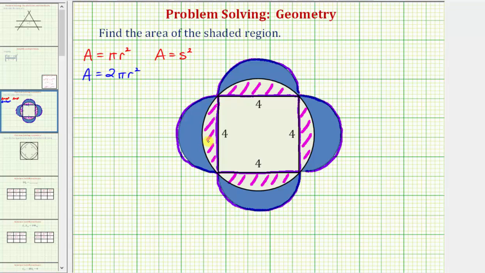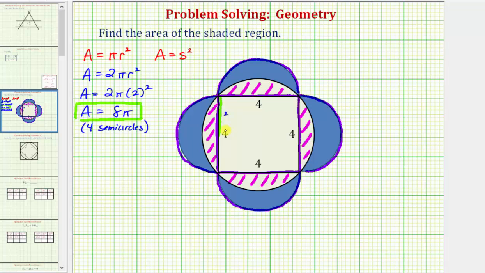Now looking at one of the semicircles, notice how the diameter is equal to 4 units, and because the radius is equal to half the diameter, or this length here, the radius is equal to 2. Which means the area of the 4 semicircles is equal to 2 times pi times 2 squared. 2 squared is equal to 4, and therefore the area of the 4 semicircles is equal to 8 pi. Let's go ahead and label this 4 semicircles. So we'll be using this area again later.